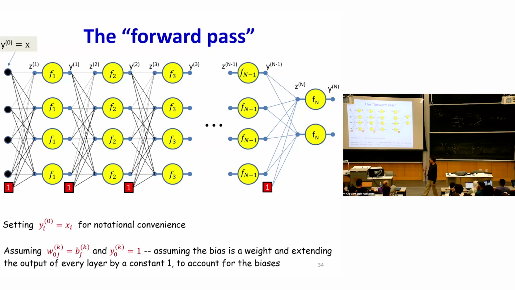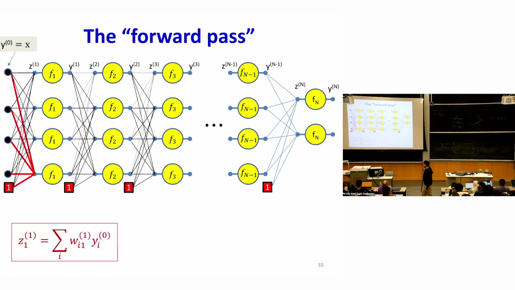So again, I'm explicitly introducing the bias again. The 0th term is the bias. So I'm just introducing this 1, and the bias is its weight. And the input is going to be represented as the 0th layer. So it's just y_i superscript 0, just for notational convenience.